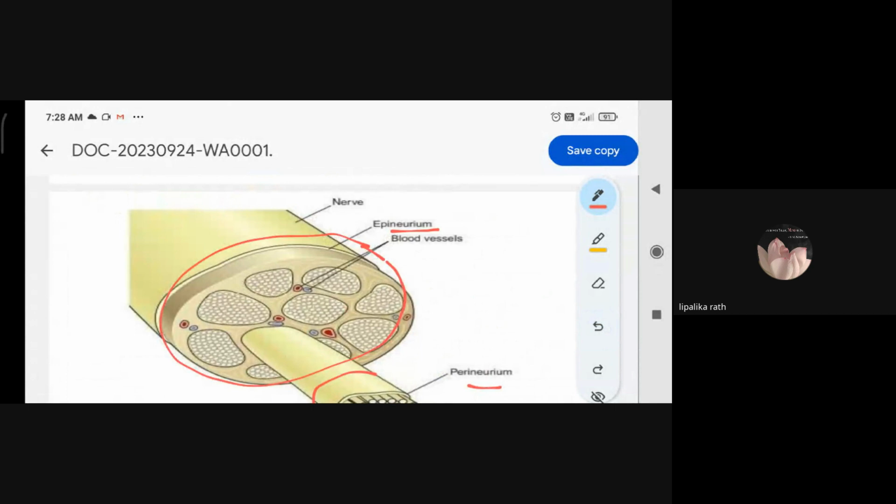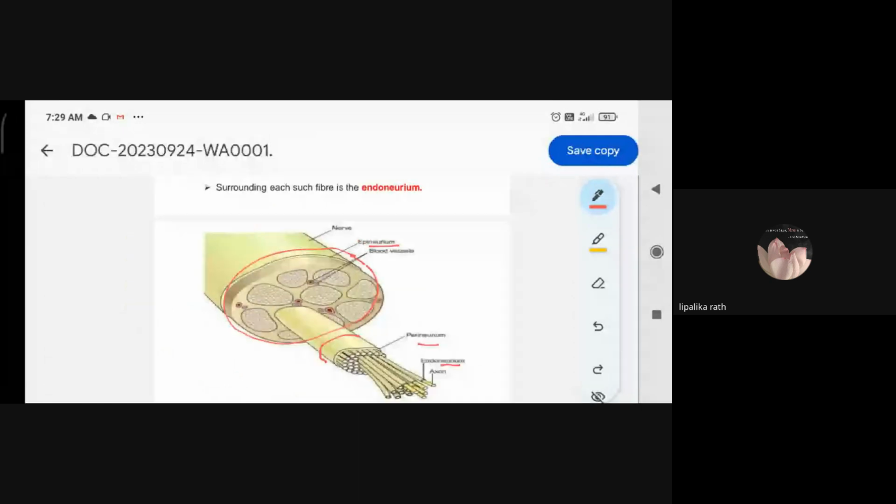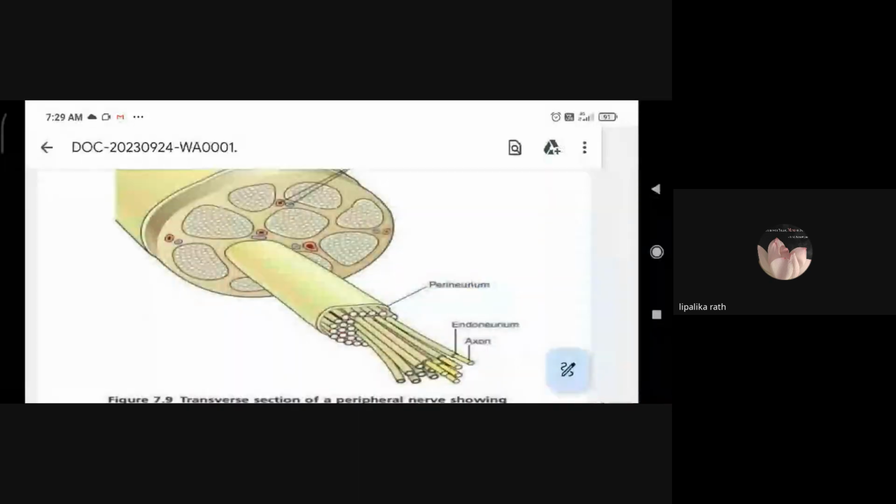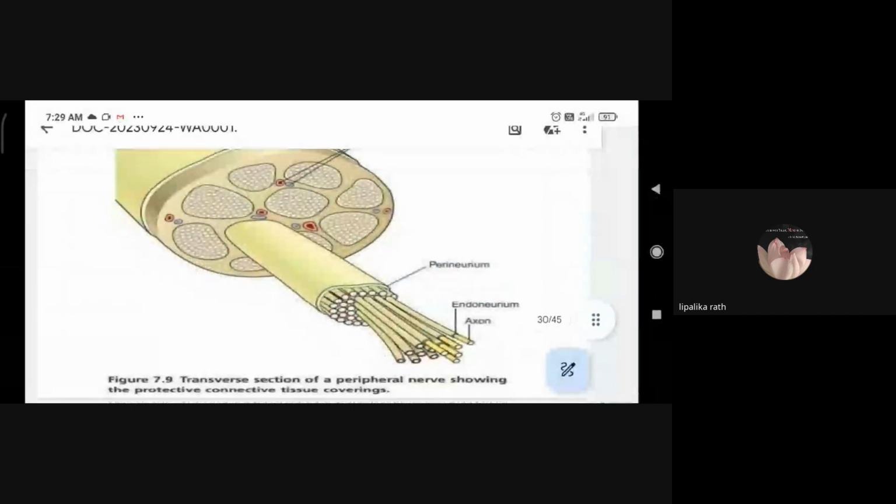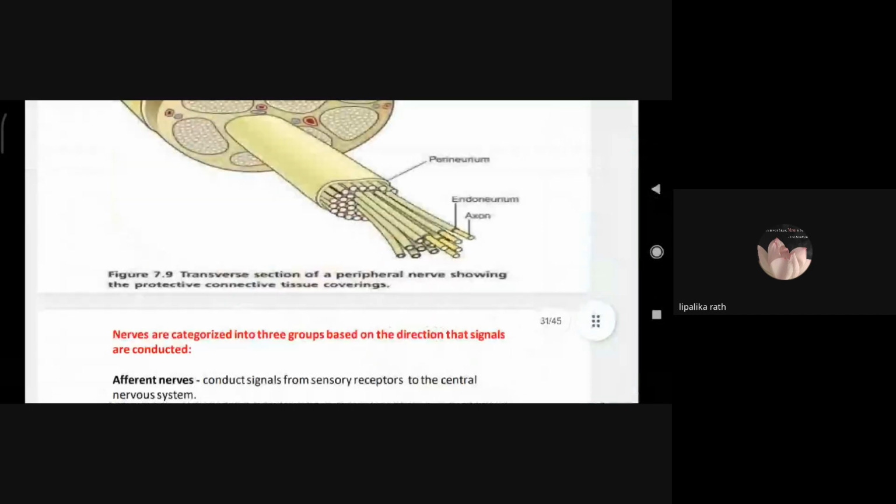Similar angles, right? If you remember. So this is a transverse section of peripheral nerve showing the protective connective tissue coverings.